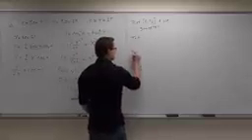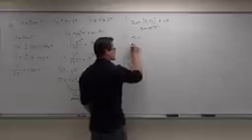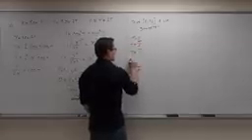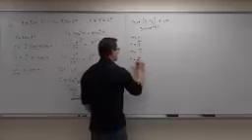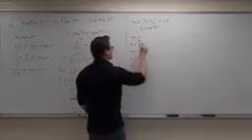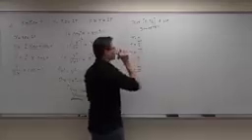Pi over 6. What's in the middle? Pi over 4. What's in here? Pi over 6 is here, and pi over 3 is here. Is that okay? Yeah, it's helpful to know a unit circle.